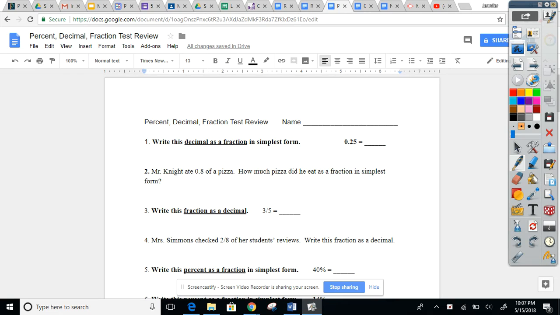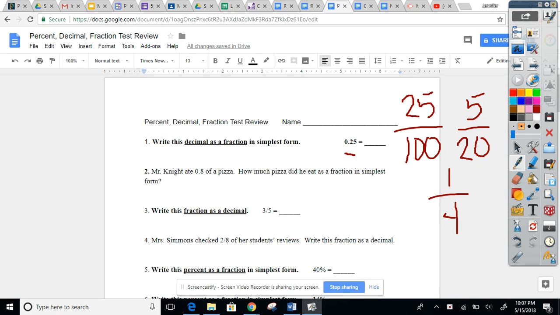So 0.25 or 25 hundredths is the same thing as 1 out of 4 quarters. And if you don't remember that, then we can read it. That is 25 hundredths. That's 25 out of 100. If you simplify that, they could divide by 5. 5 goes into 25 5 times. 5 goes into 100 20 times. Still not simplified. I can divide by 5. And that takes me all the way back to 1/4.